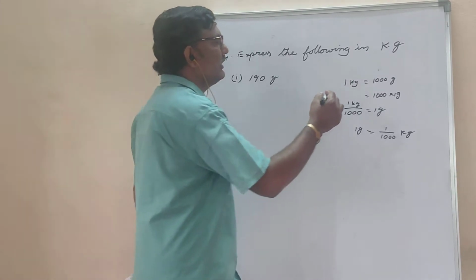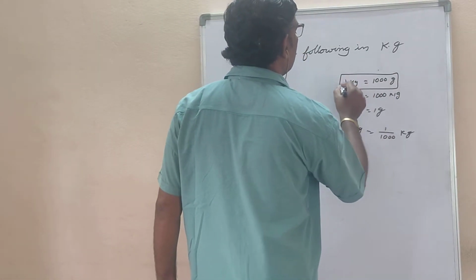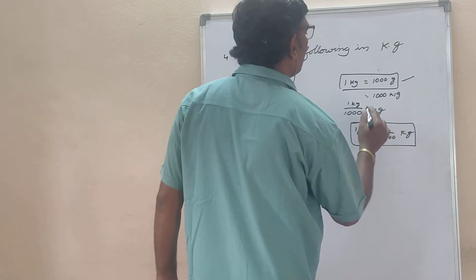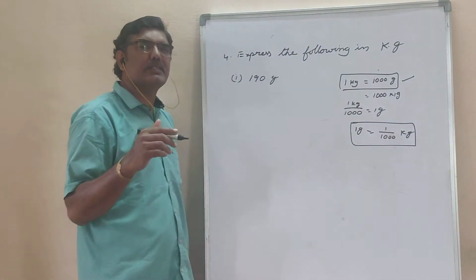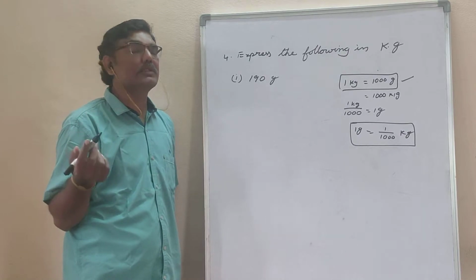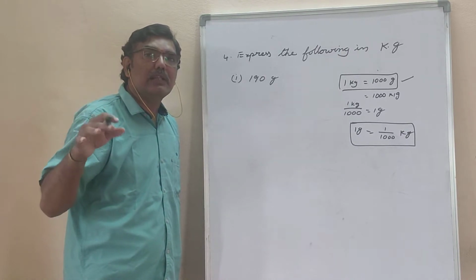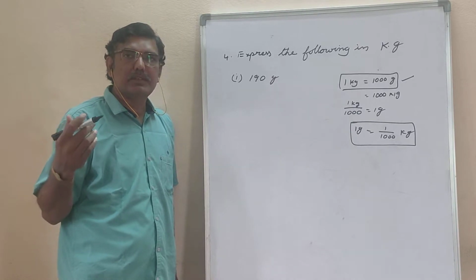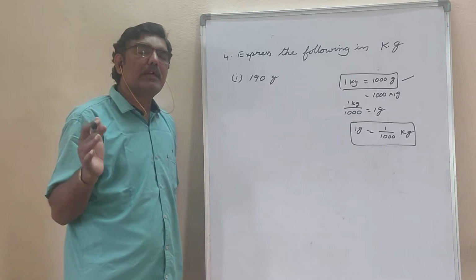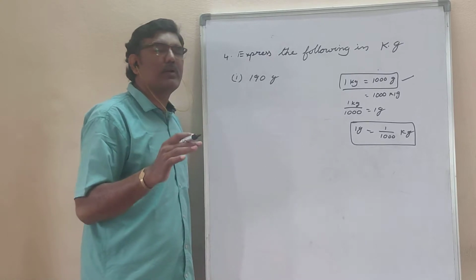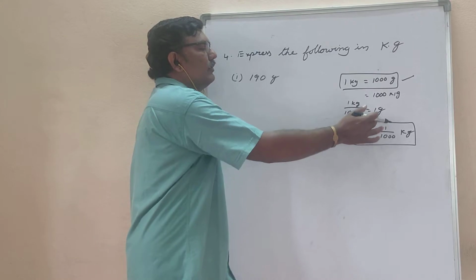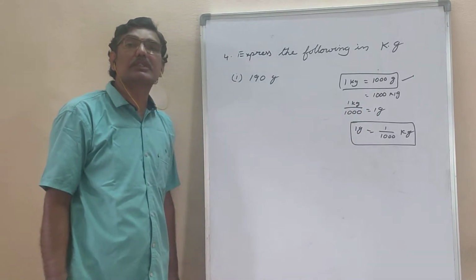These two are important. If anyone asks 1 kg is equal to how many grams, you have to say 1000 grams. Then if they ask 1 gram is equal to how many kilograms, we can convert grams into kilograms. How? Whatever they give, that should be divided by 1000.